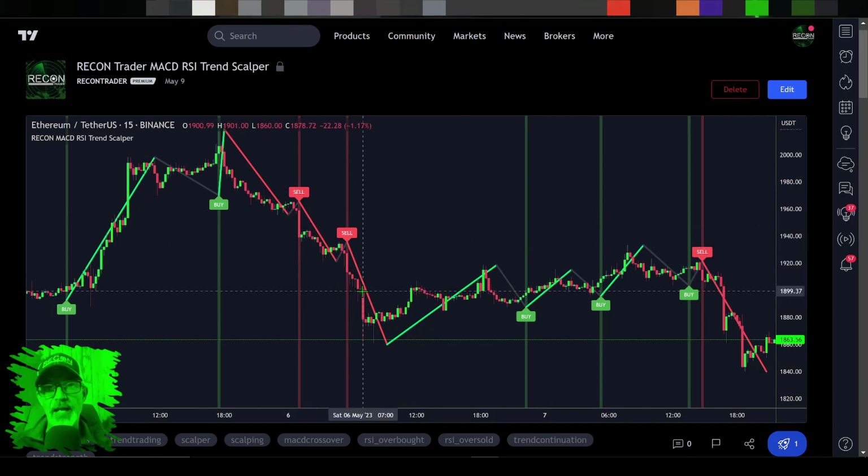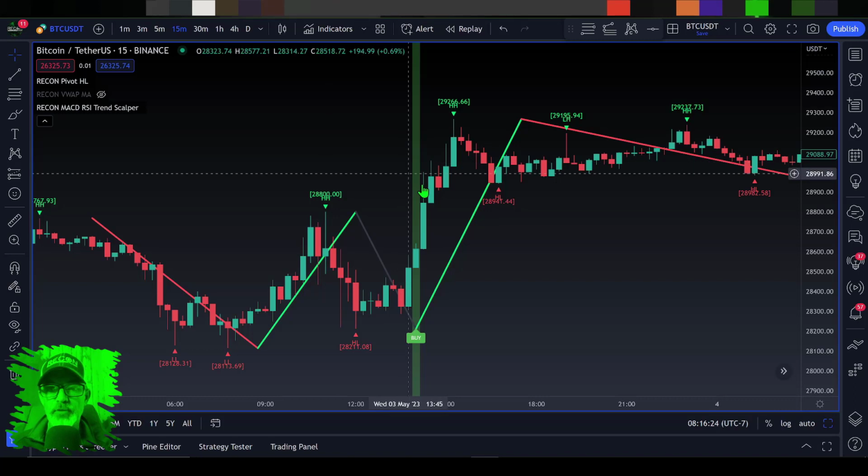Now, that is not how I am using this indicator. I'm using it more for scalping purposes. And so if we jump over to this chart here, you can see I get a buy signal right here. Now, again, I don't trade based on one indicator. I look for supporting indicators to go along with this indicator. And in this case, the supporting indicator I use for this strategy is the RECON VWAP indicator.